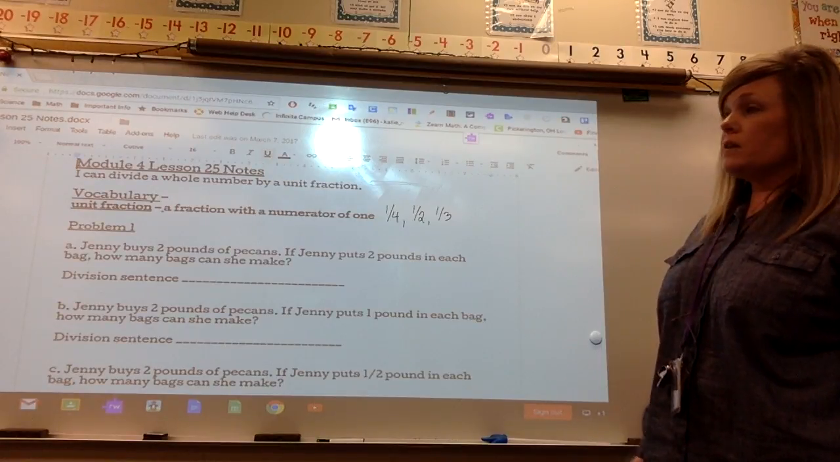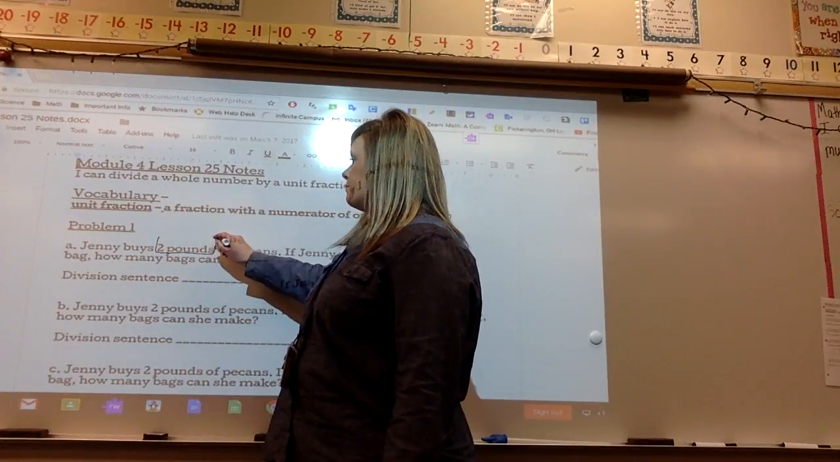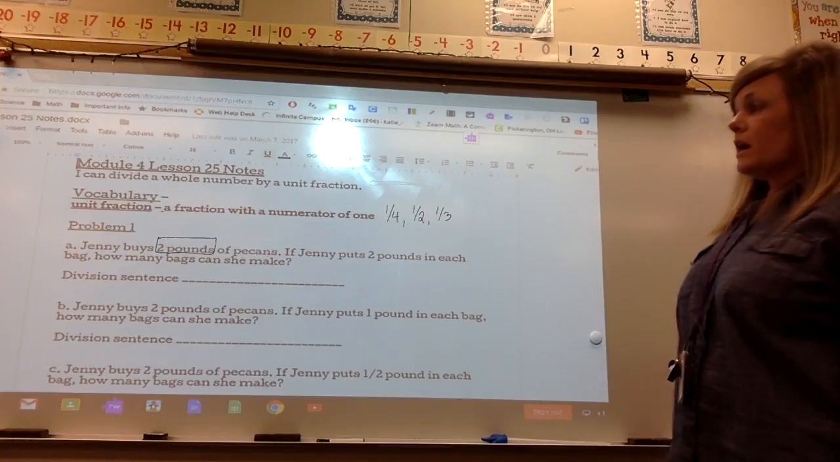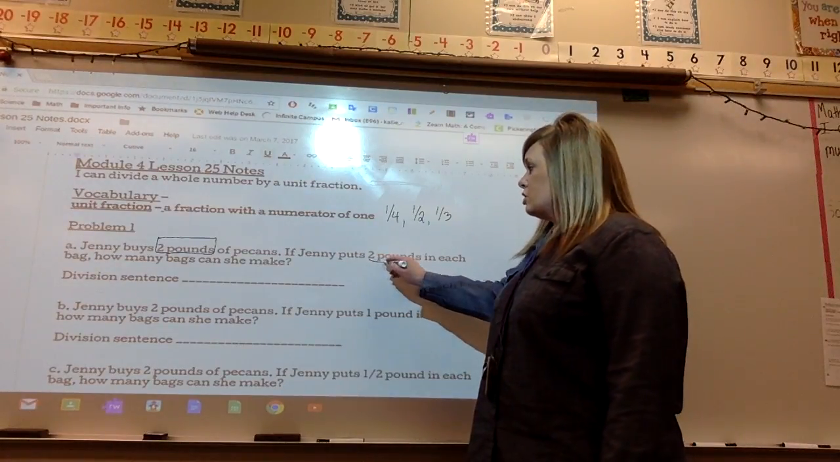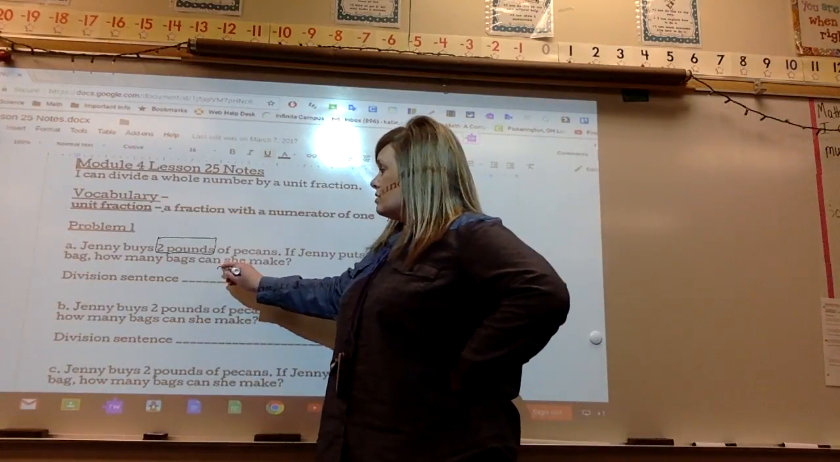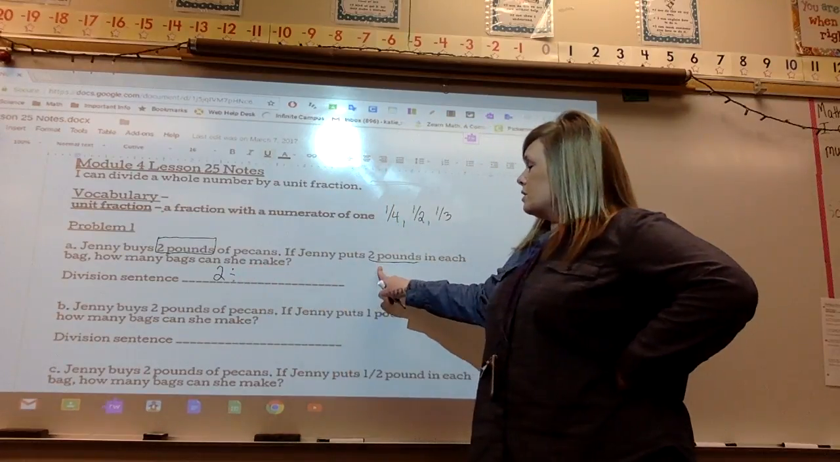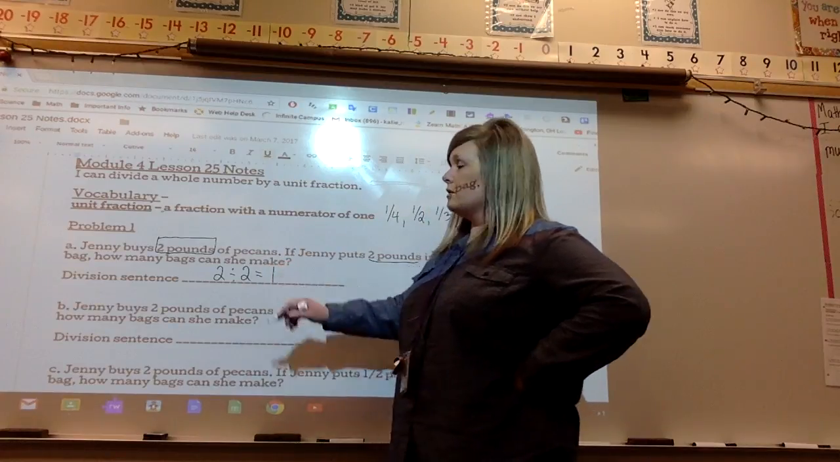Jenny buys 2 pounds of pecans. Let's box that in because that's what she's starting with. If Jenny puts 2 pounds in each bag, how many bags can she make? So she's splitting it into bags that have 2 pounds in each bag. So our division sentence is going to be what she's starting with, dividing by how many pounds she's going to put in each bag, and 2 divided by 2 is equal to 1.